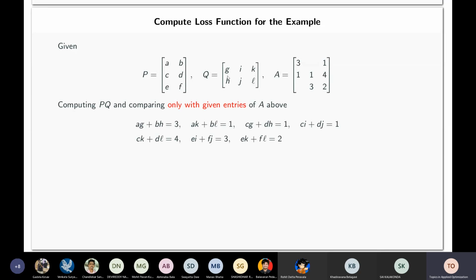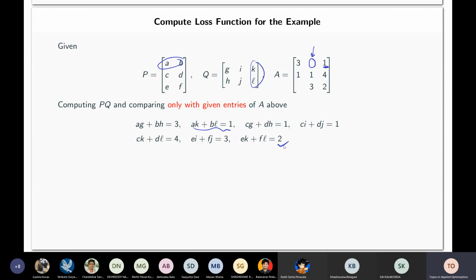Now, if we multiply PQ, we get entries, and then we equate them to the given ratings matrix, which is the ground truth. So AG plus BH must be 3, and AK plus BL is 1. You see, I did not do AI plus BJ. I skipped that part because that entry was missing. Similarly, I did this for all the others, and these are the equations we got.